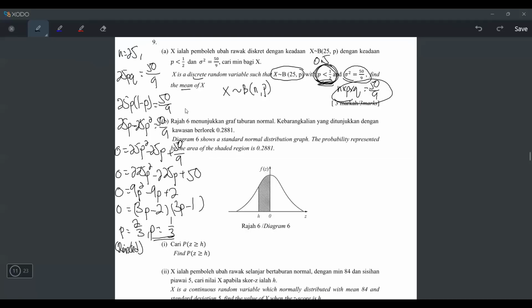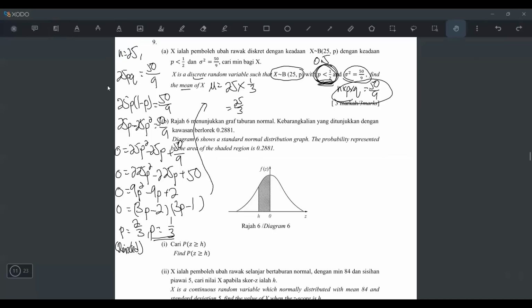I don't have enough space, so let's do it here. I will just draw an arrow like this and then continue from here. So the mean is what? N times P. The N is 25 and the P is 1 over 3, so the answer is 25 over 3. They ask for mean, right? That's why you cannot stop here. You still have to times with the N.